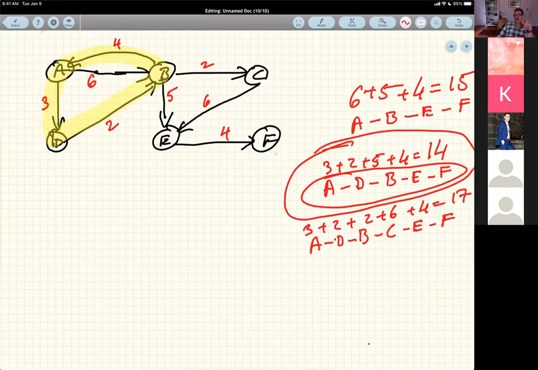Now these weights are actually interesting, because the distance between A and B in one direction is 6, but in the other direction it's 4. Does it mean that A is a distance of 4 or 6 away from B? It depends on which direction you're going. If you think of it in terms of GPS, a two-way street, there's a little bit more traffic going from A to B than in the other direction.